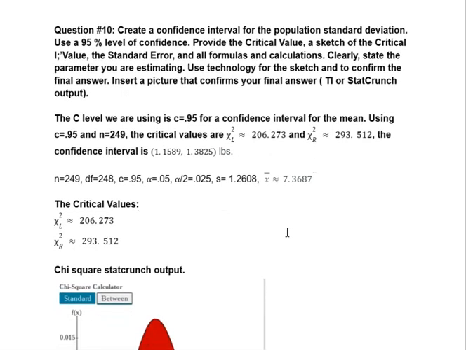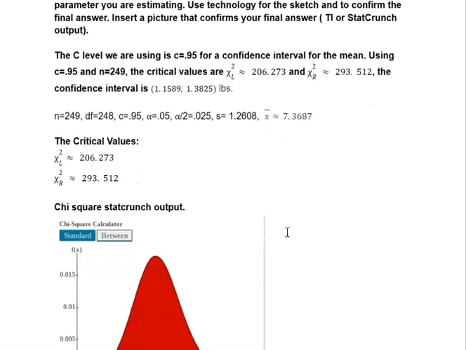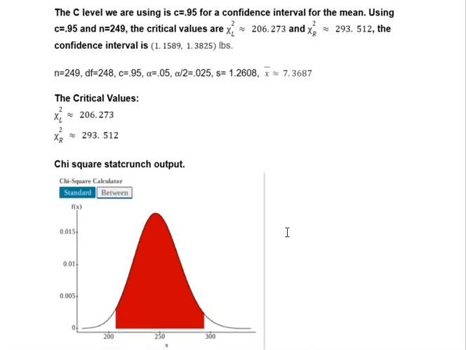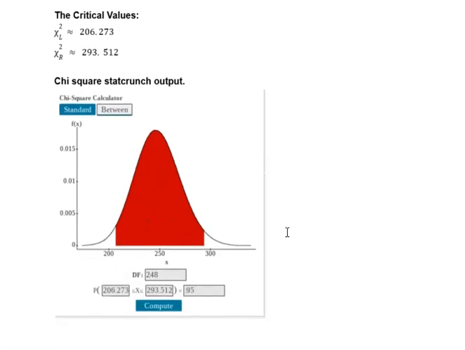And so for question number 10, we created a confidence interval for the population standard deviation using a 95% level of confidence. In order to get the chi-square critical values, we inputted 248 degrees of freedom into the StatCrunch, and our results for chi-square left was approximately 206.273, and chi-square to the right was approximately 293.512.